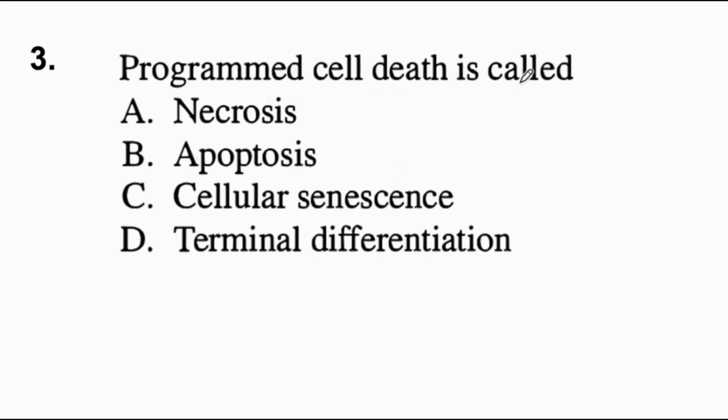Programmed cell death is called apoptosis. Apoptosis is the scientific term for programmed cell death. It is a highly regulated, orderly process where the cell effectively commits suicide. It is a clean process that doesn't trigger inflammation. The cell shrinks, the DNA is neatly cleaved, and the cell breaks into small membrane-bound apoptotic bodies that are cleaned up by phagocytes. This is essential for normal development, tissue maintenance, and removing damaged or cancerous cells.